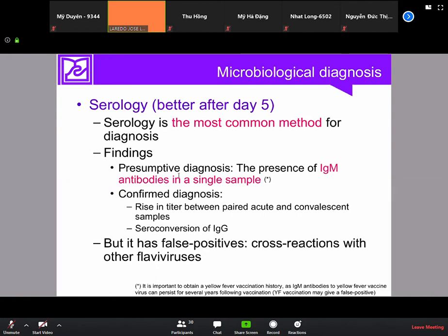How can we make the diagnosis of yellow fever? The diagnosis at the laboratory of microbiology is very similar to the diagnosis of dengue. So we can detect antibodies, serology. However, antibodies appear late. So, like dengue, the detection of antibodies is better after the day 5 of the disease. So the same as dengue. The detection of antibodies is the most common method for diagnosis. We detect IgM that appears earlier, and we detect IgG that appears later. So detection of antibodies after day 5.